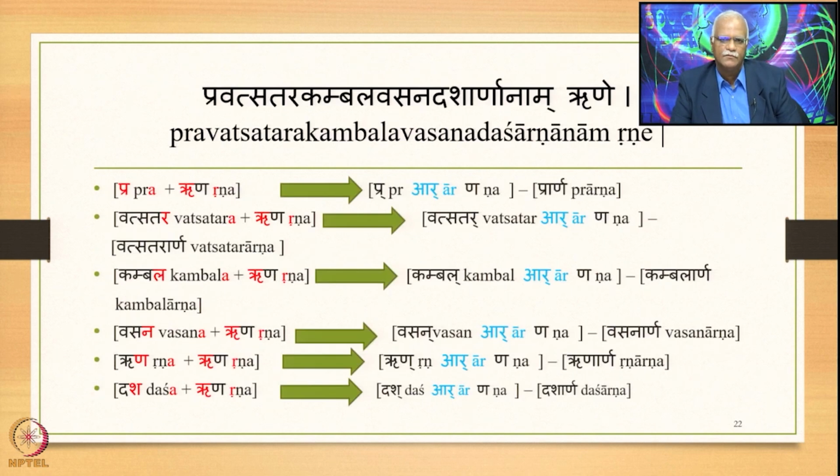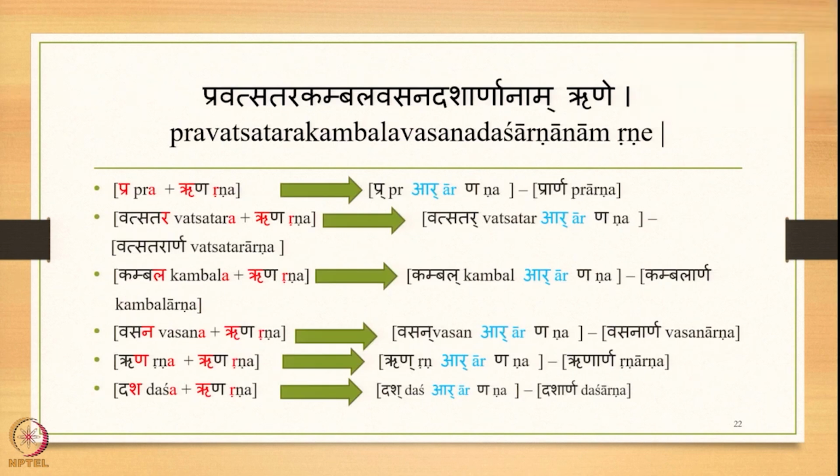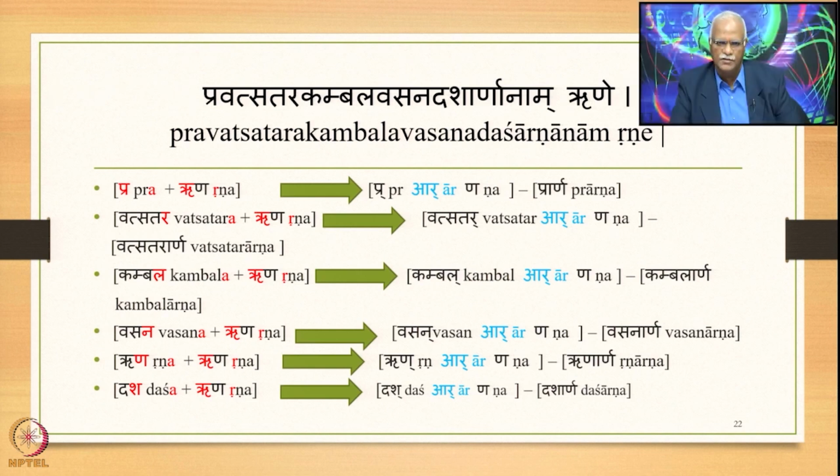Next we have a statement Pravatsatara Kambala Vasana Dasharananam Rane. Rane is in 7-1, meaning immediately before Rana, and all these words Pravatsatara, Kambala, Vasana, Dasharana and Dasha and Rana, of all these words and ru of Rana, they both are substituted by one r, and the output generated is the following. We have pra followed by Rana, and the output generated is pra arna, prarna.